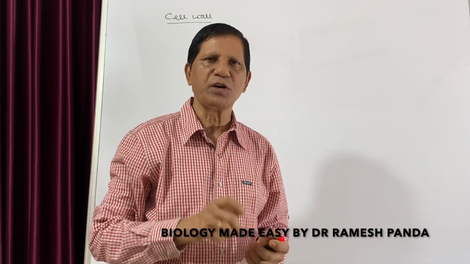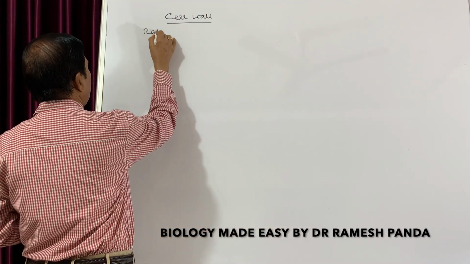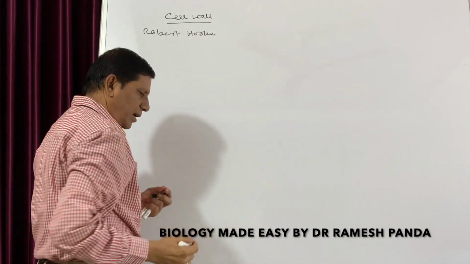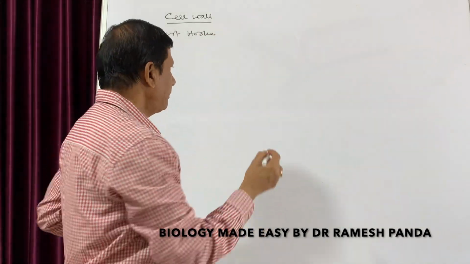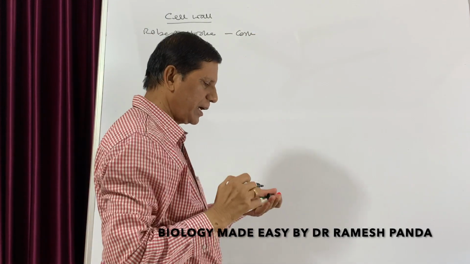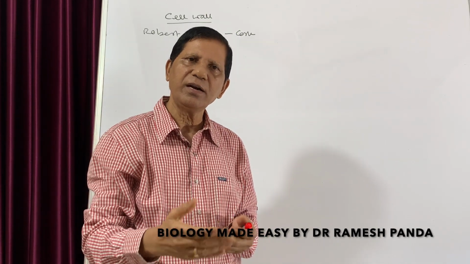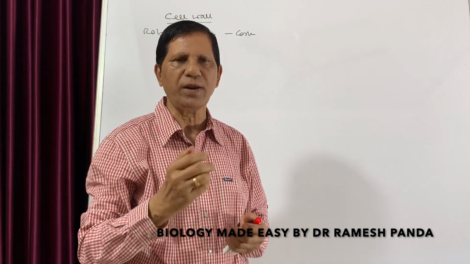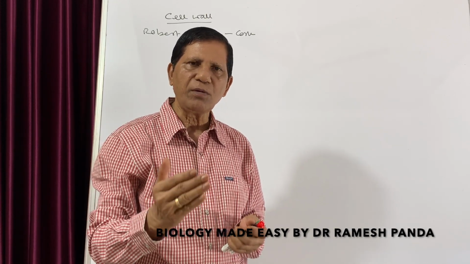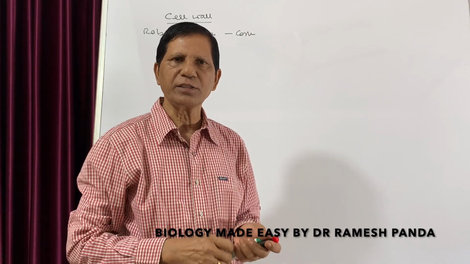This was first observed by Robert Hooke. Robert Hooke first observed it when he was observing a thin slice of cork in a microscope. That means one empty space was surrounded by certain structures, and they are nothing but the cell walls. But later on, it was found that the cell walls are unique only to plant cells and they are completely absent in case of animal cells.